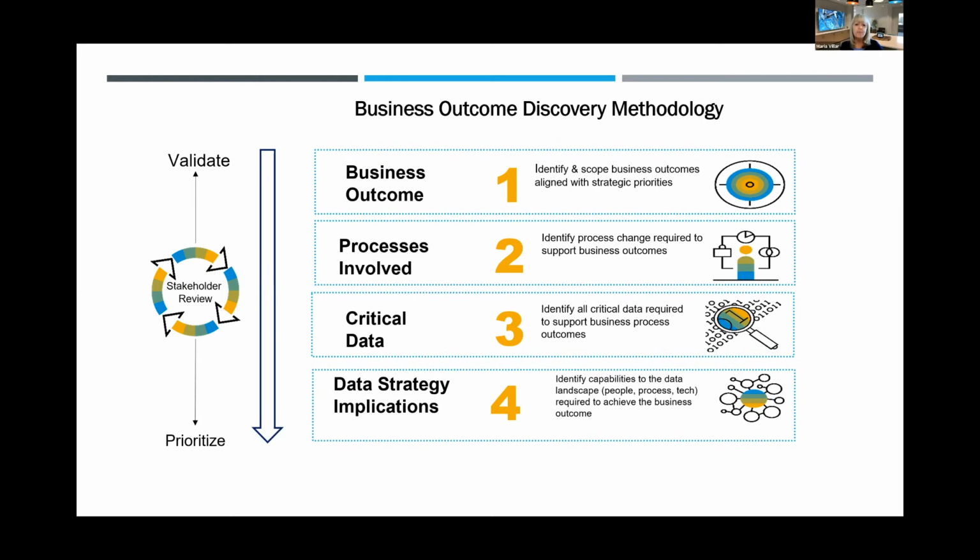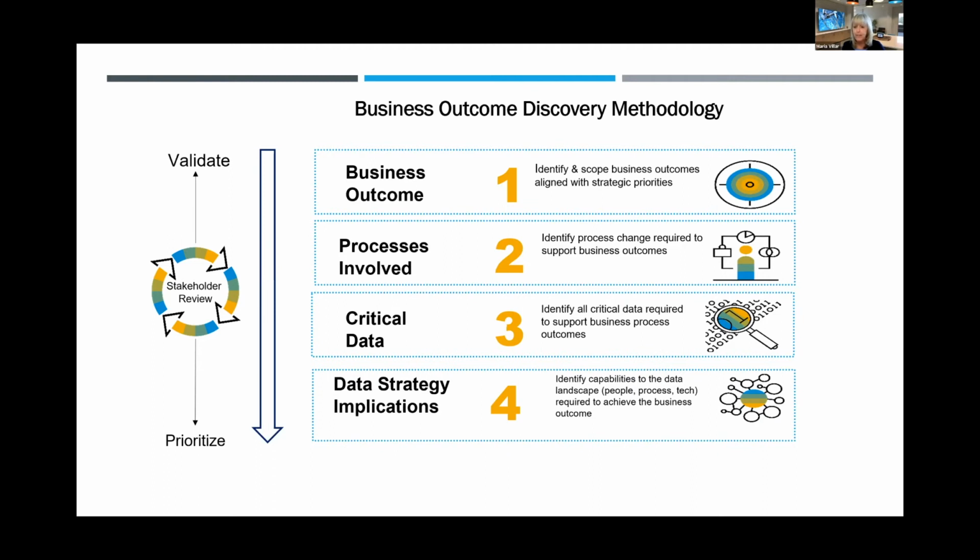So the business process is really where you're going to make that connection. And you ask yourself, for those business outcomes that matter, what are the business processes that are going to have to materially change? And then those business processes will tell you the data that needs to be enabled and the capabilities that need to be enabled.